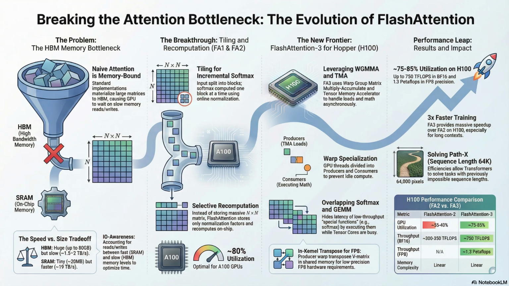Okay, let's break those down. WGMMA. That's Warp Group Matrix Multiply Accumulate. Basically a huge specialized instruction for doing matrix math very, very fast. But the real game changer here is the TMA. The Tensor Memory Accelerator. The name sort of gives it away. It moves the data.